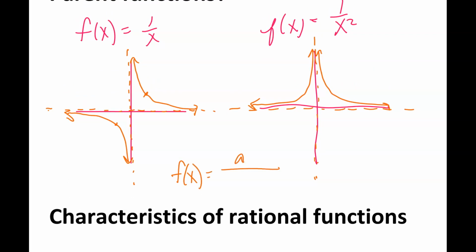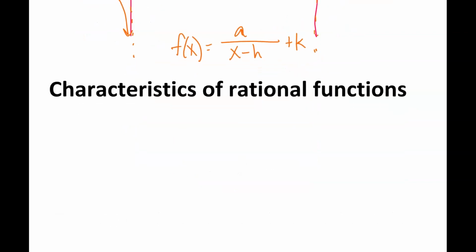You could have a vertical stretch or shrink show up in the numerator. You could have a left or right movement show up in the denominator, and you could have your vertical translation show up at the backside. So those are a few things that could happen if you wanted to do some shifting of these parents without having to do too much thinking. Just left, right, up, down, and then stretch or shrink.